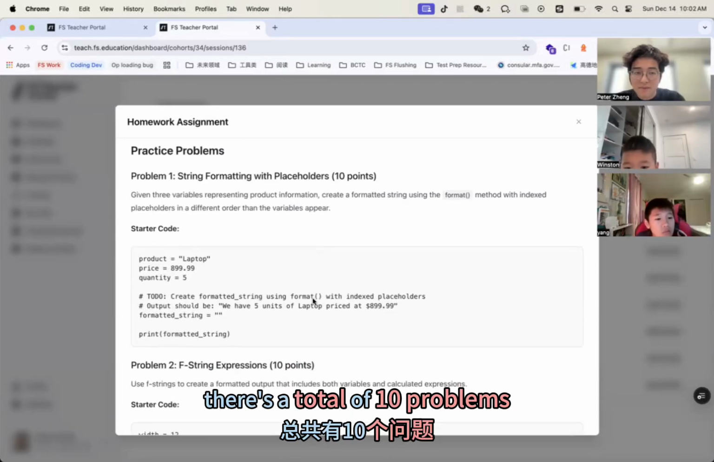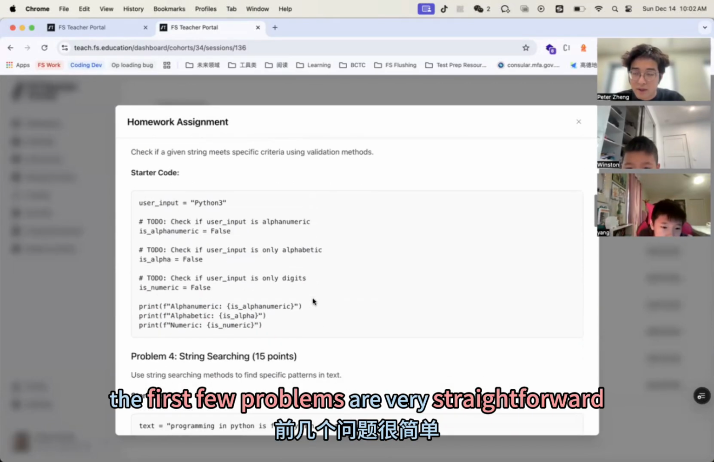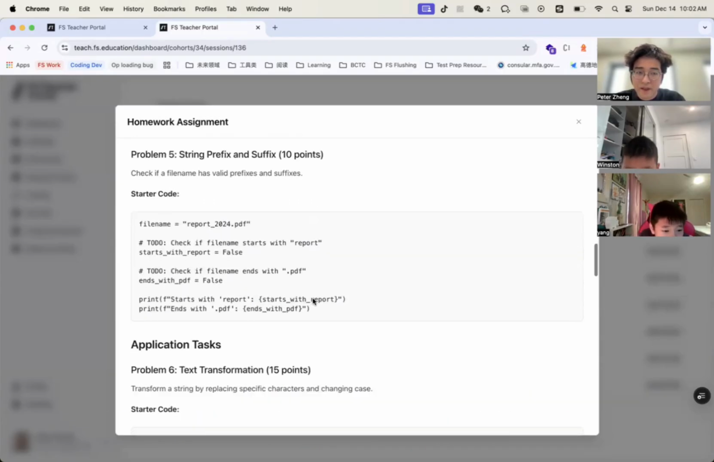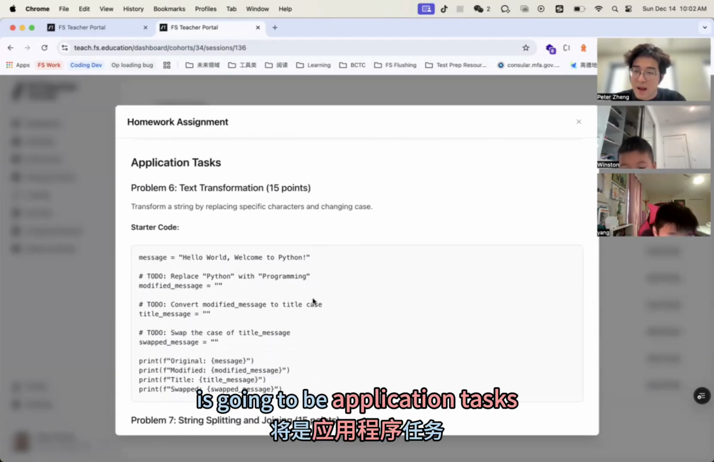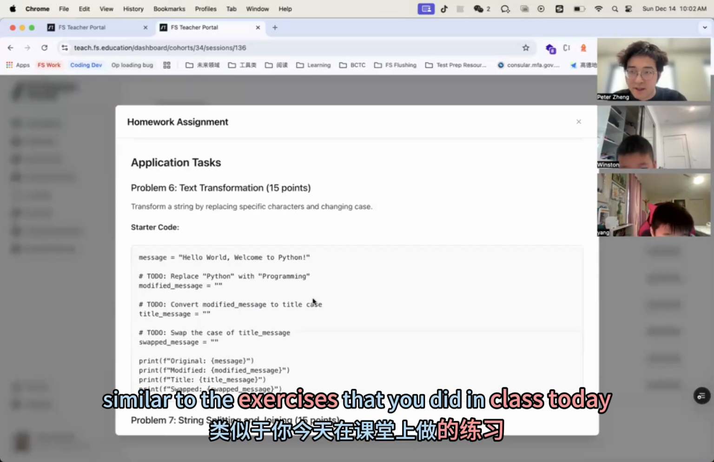There's a total of 10 problems. The first few problems are very straightforward, testing your knowledge of the methods that we learned in class. The second part of the homework, starting at problem number 6, is going to be application tasks. That's going to be similar to the exercises that you did in class today.